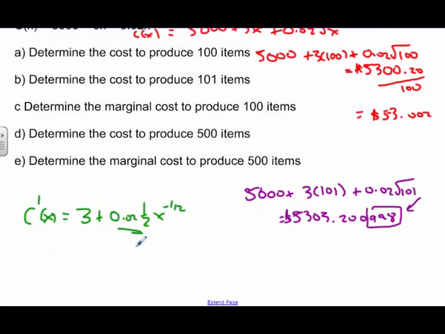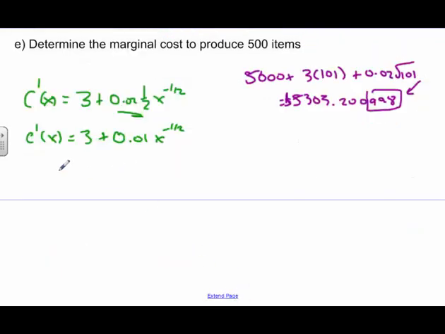I'm going to simplify this a little bit right here. 0.02 divided by 1/2, or divided by 2, basically just timesing by 1/2, makes it 0.01. So here's my derivative. The derivative is 3 plus 0.01 x to the minus 1/2. Well, this is another way to find your marginal cost.